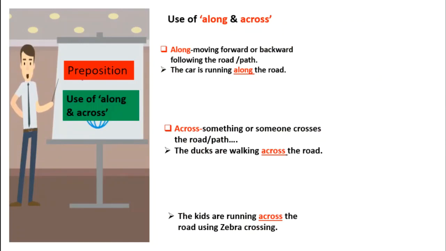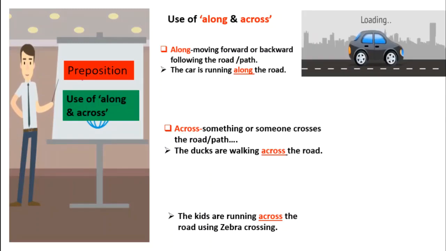Use of along and across. Along is used to mean moving forward or backward following the road or path. Like the car is running along the road.